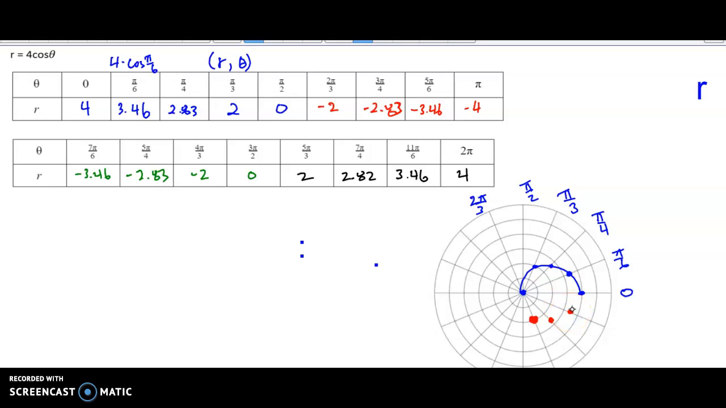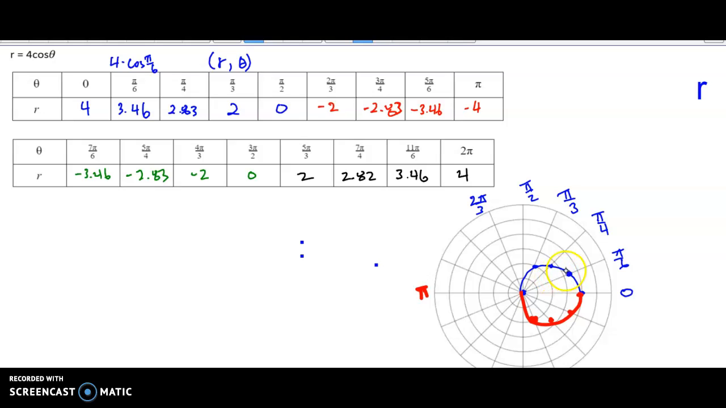And then at pi, which is right here, it says -4, so we actually go in the opposite direction, and we're right over here, back where we started. Now, when we get back to where we started, we're done. That's going to be key for the next example.